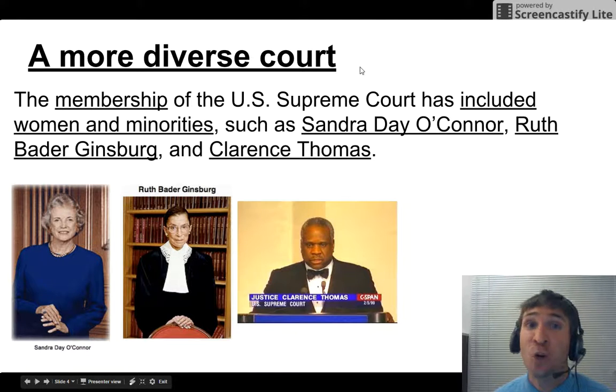A more diverse court, as we talked about. The membership of the U.S. Supreme Court has included women and minorities, such as Sandra Day O'Connor, here she is, Ruth Bader Ginsburg, here she is, and Clarence Thomas, here he is. Ginsburg and Thomas are still on the court.